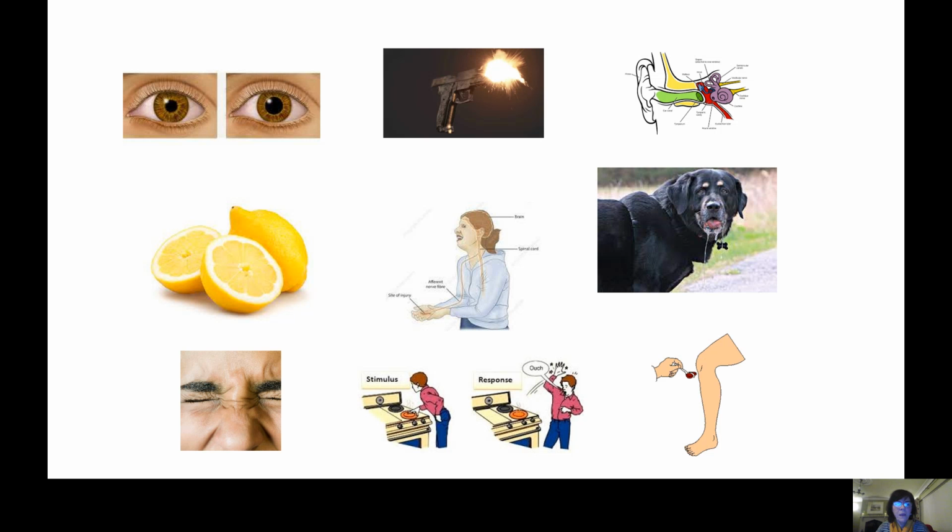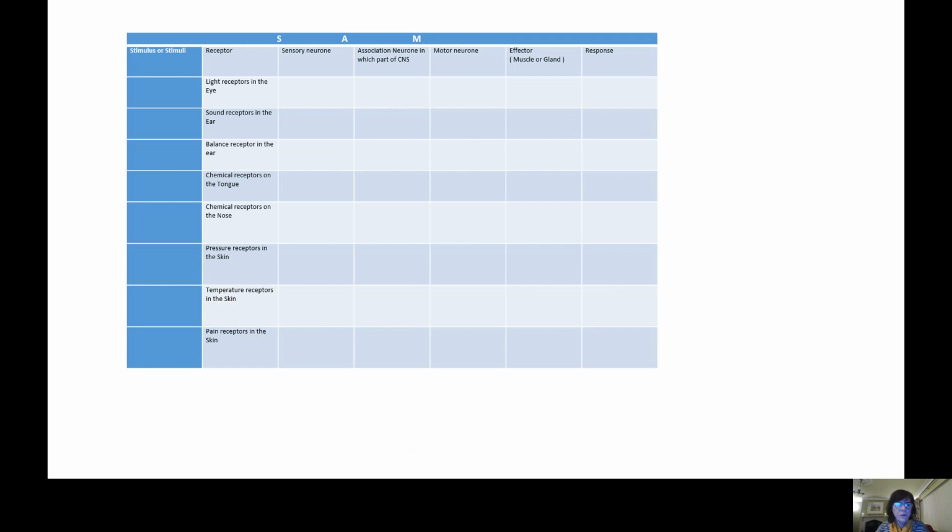retina from damage. So you would go to your table and you would write stimulus or stimuli for the light receptors in the eye is light shining in the room. The light receptors in the eye pick up the stimulus and send it along a neuron, the sensory neuron. So you write in here sensory neuron to where? The association neuron in which part of the central nervous system is, if it's above your neck, the association neuron is in your brain. So you write brain in here.